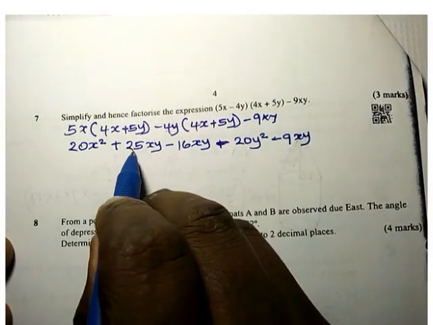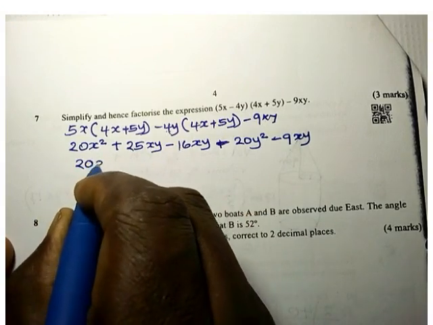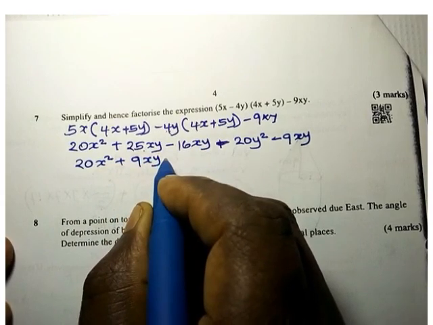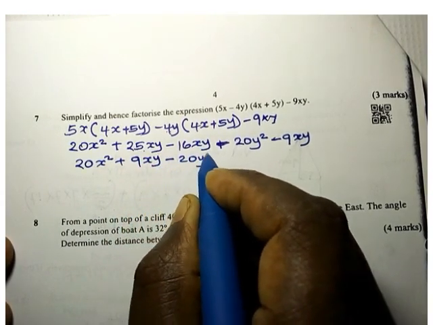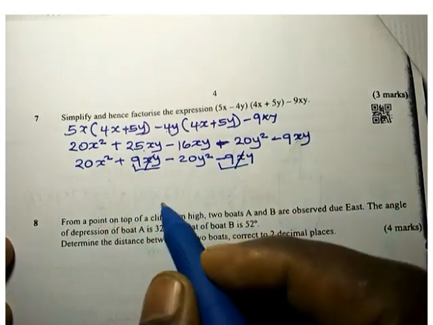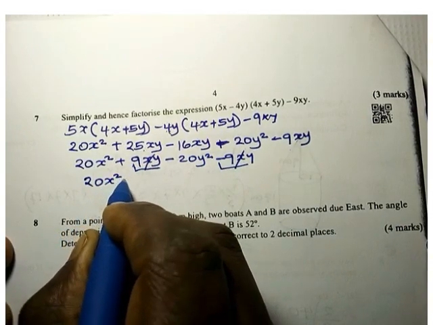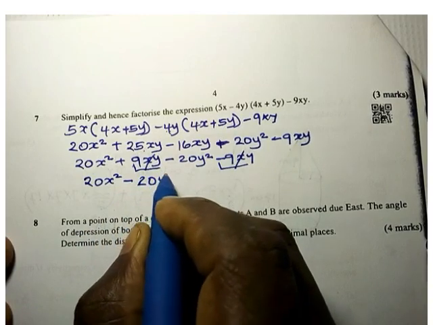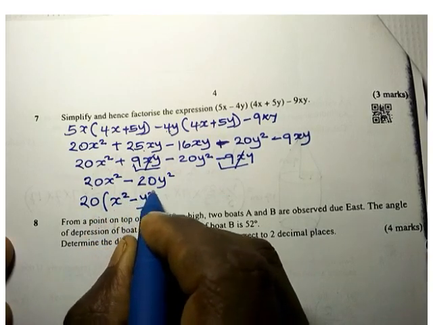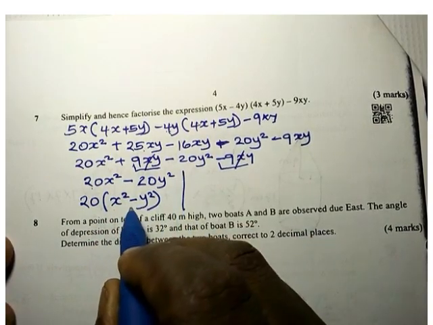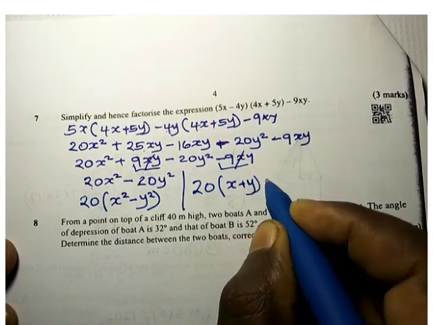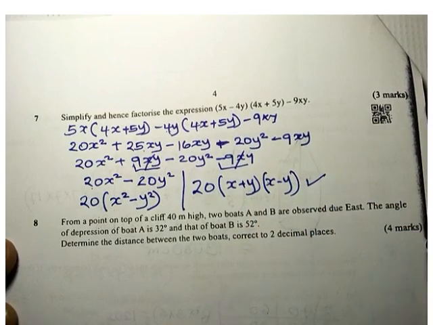We group like terms together. We are going to have 20x squared plus 25xy minus 16xy, which is 9xy, and then minus 20y squared minus 9xy. This and this one will cancel out, so that we have 20x squared minus 20y squared. 20 is common, so we have 20 into x squared minus y squared. But this expression here is a difference of squares, so this one is going to be 20 into x plus y, x minus y, and that is the final expected answer.